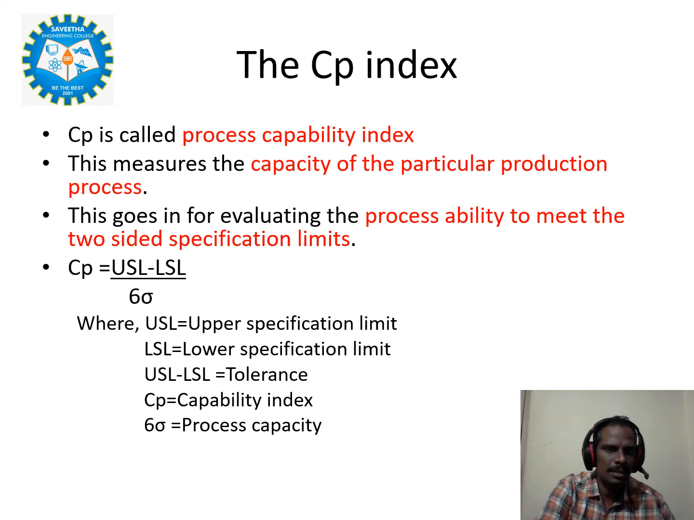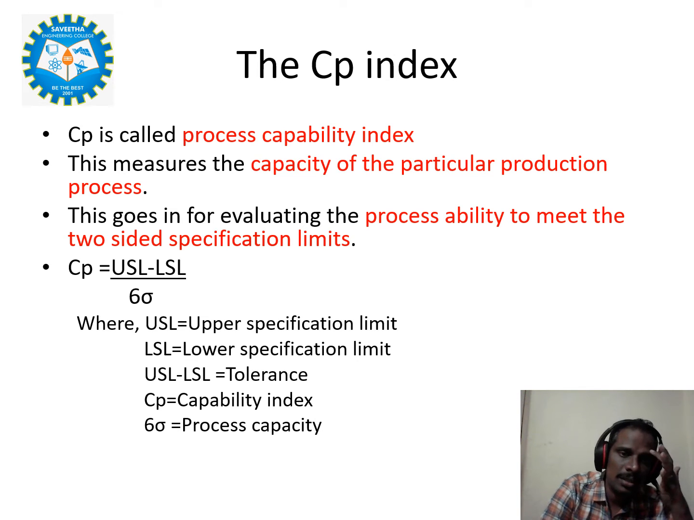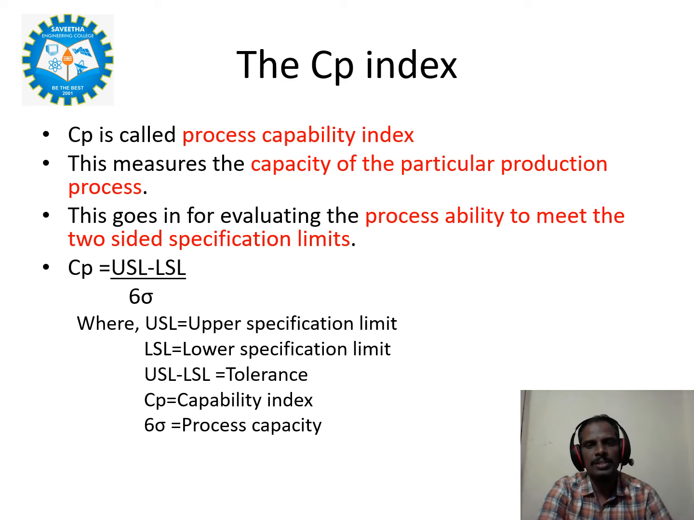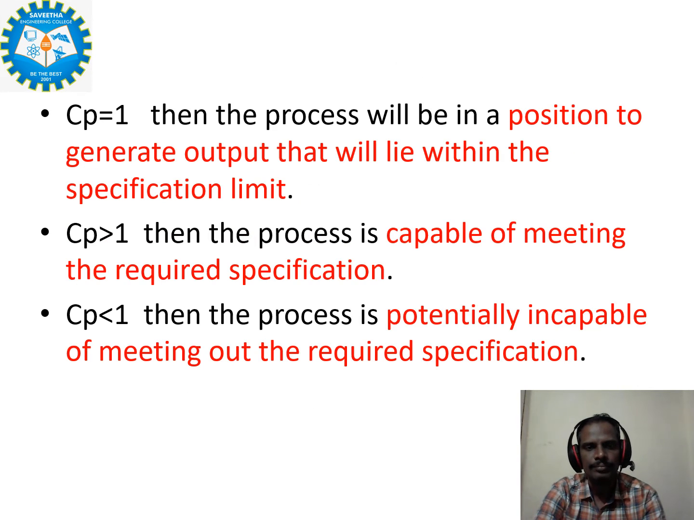where the Cp index is also called the process capability index. This capability index is used for evaluating a particular production process. When evaluating the process ability to meet the two sides of the specification limit, we use the formula Cp equals upper specification limit minus lower specification limit divided by 6 sigma.